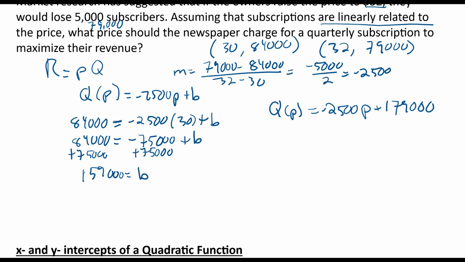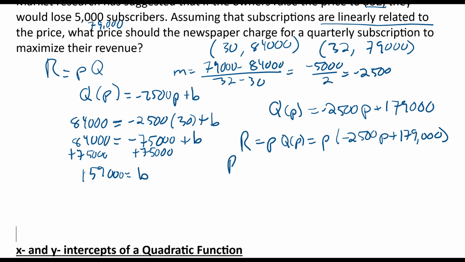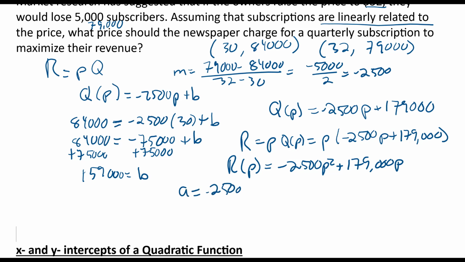Okay. So if we're looking at revenue being the product of P times Q, which is a function of P, that's going to be P times negative 2,500 P plus 179,000. So revenue, which is now a function of P only, is going to be negative 2,500 P squared plus 179,000 P. And our A is going to be negative 2,500. Our B is 179,000.